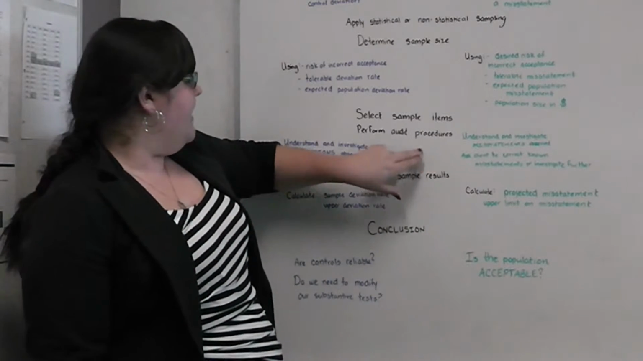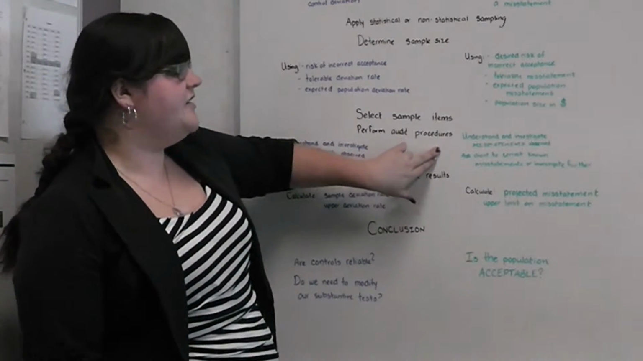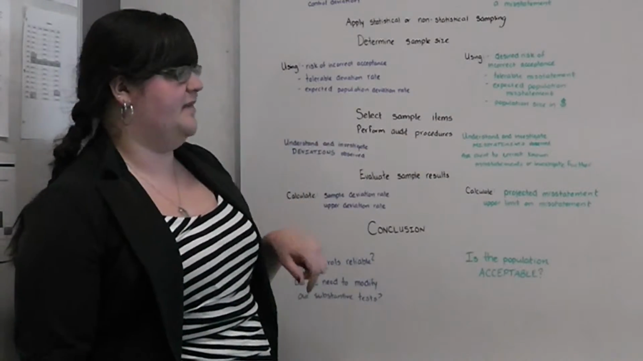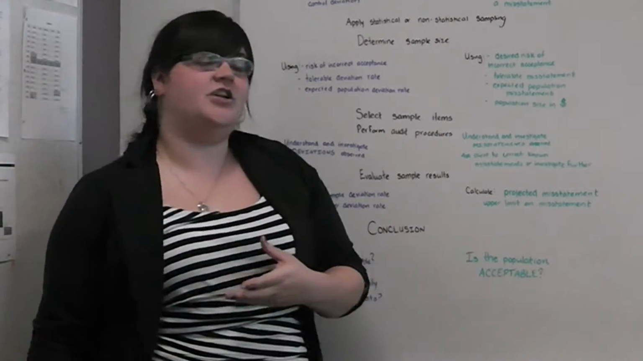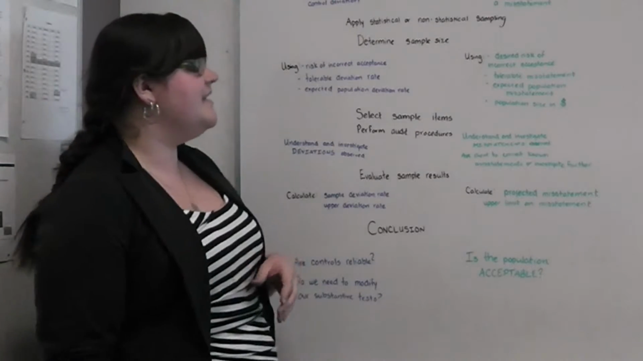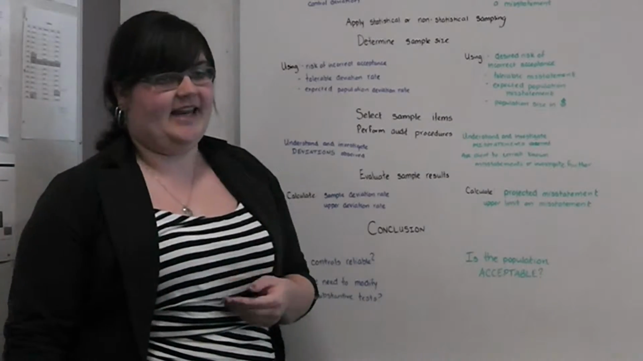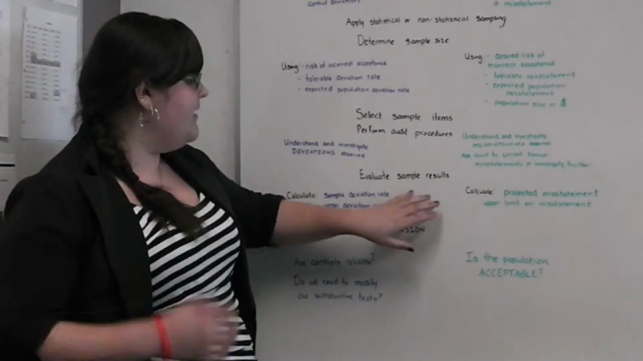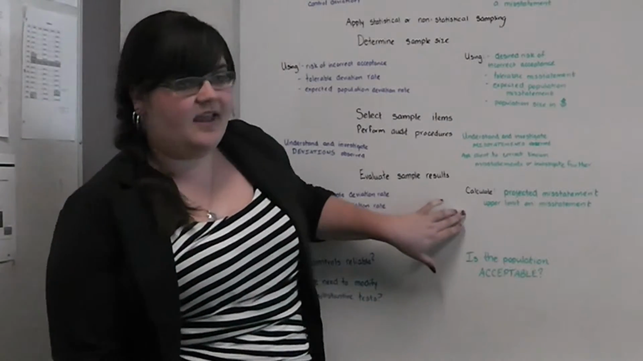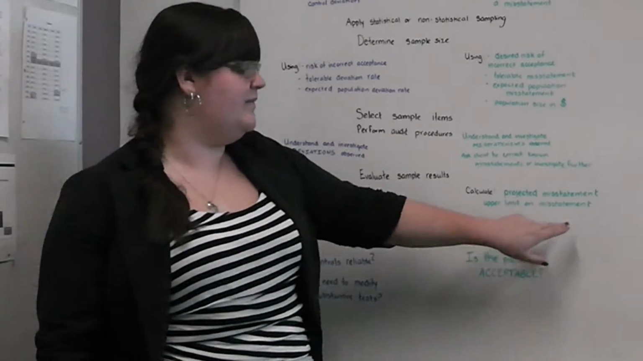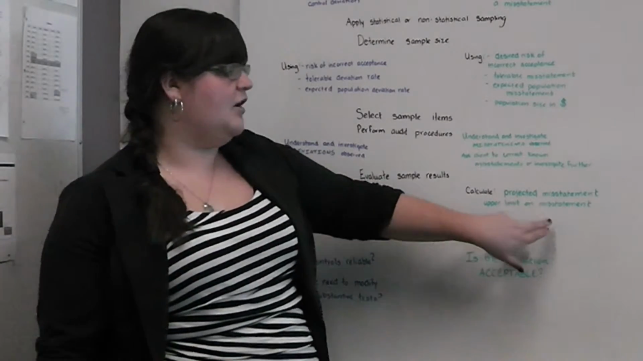So, much like the test of controls, we're going to have to understand and investigate observed misstatements. The difference in here is that we can ask the client to correct known misstatements, or we can further investigate them. So from there, we're going to evaluate our sample results. And in this case, we would calculate the projected misstatement and the upper limit on misstatement.